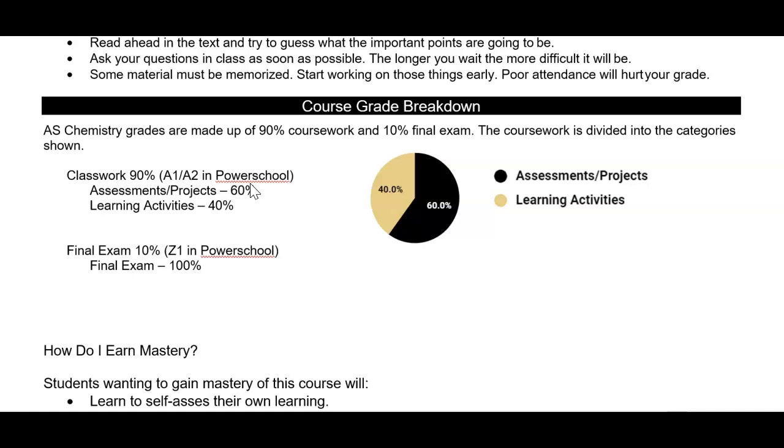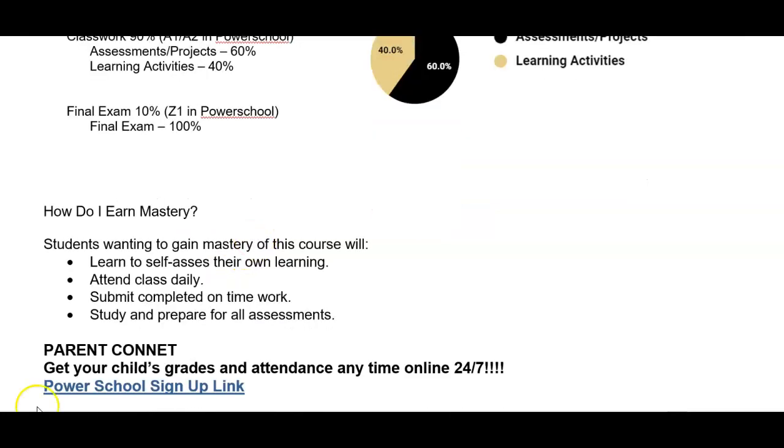Here's how your course grade breaks down. Remember that you have an A1 or an A2 column in PowerSchool, and then you have a final exam or E1 or E2 column in the grade book. So your A1, A2 is your coursework, 90% of that is scored, and then you have a 10% final. Of that 90%, 60% is assessments and projects, and 40% will be learning activities as described above. And then your final exam will be 10%, and 100% of that 10% goes to the final exam. If that needs more clarity, do not hesitate to reach out.